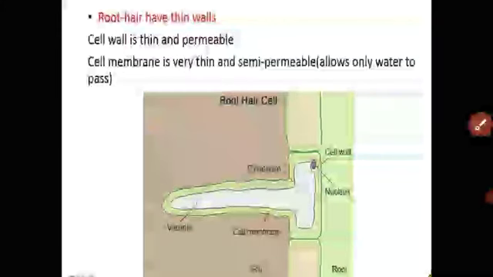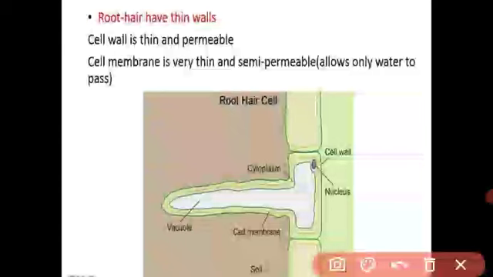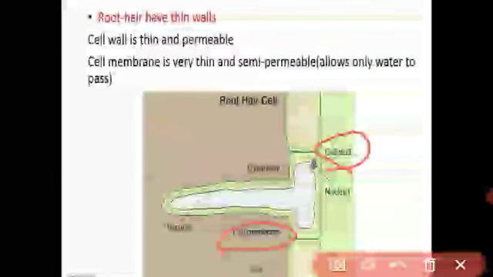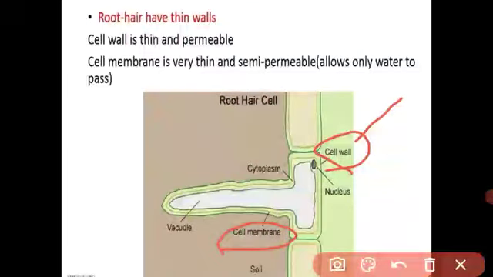Look, this is the root hair. The root hair has a thin permeable membrane. The outermost layer is called the cell wall, and the inner layer is called the cell membrane. The cell wall is a freely permeable membrane, meaning any material is allowed inside and outside through the cell wall. कुछ भी अंदर जा सकता है रूट्स के और बाहर आ सकता है. It is not a semi-permeable membrane, but the cell membrane is a semi-permeable membrane.